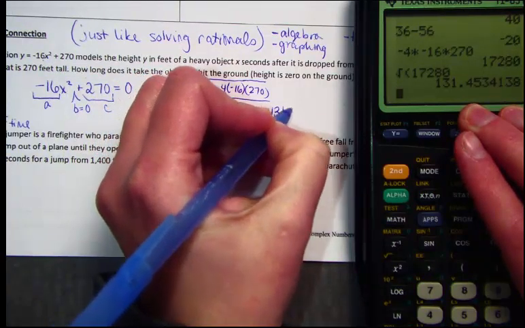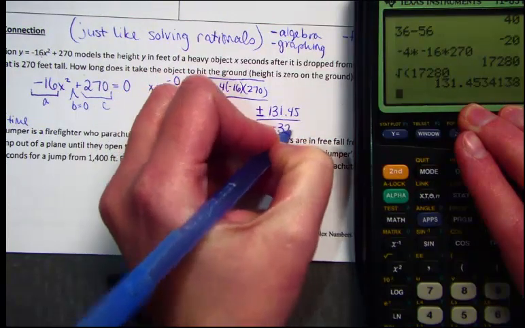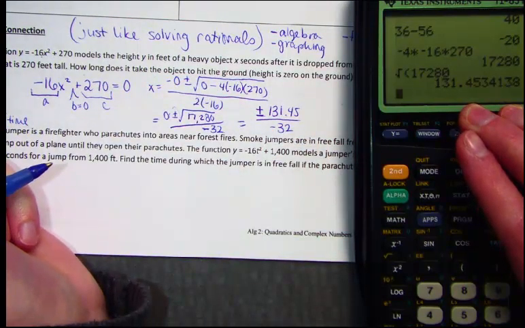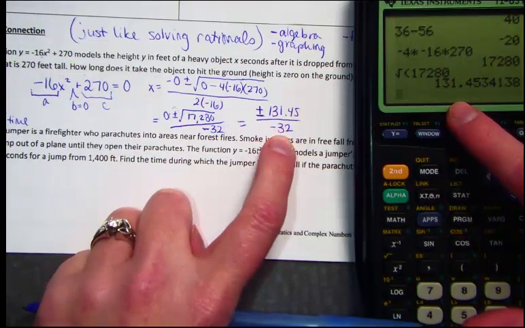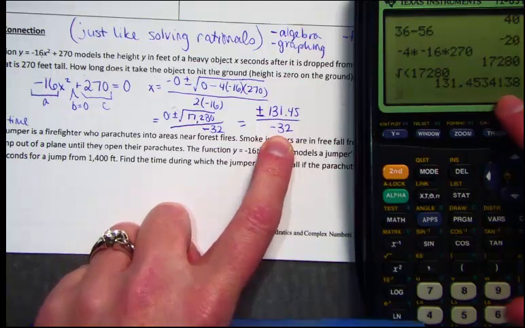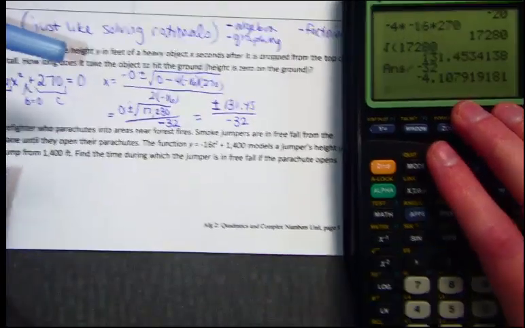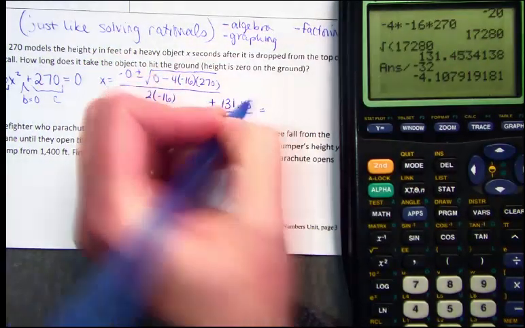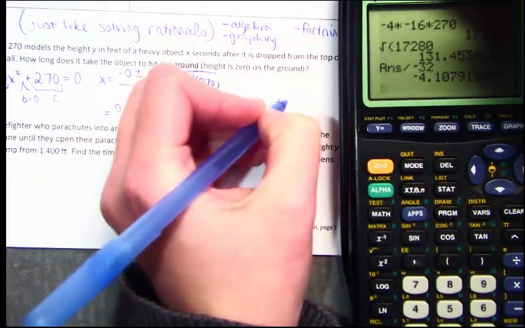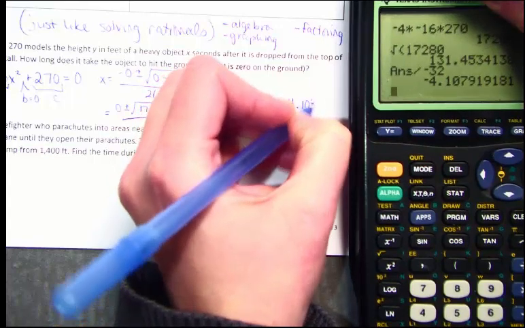So I have 131.45, and I'm going to divide that by a negative 32. So to take this number now that I have and divide it exactly by 32, I'm going to do it right from this decimal that is already here in my calculator and divide it by a negative 32. This way I get at least all of these decimal points, even if I didn't write them all down on my paper. And I find that I have a positive or negative 4.108-ish seconds.